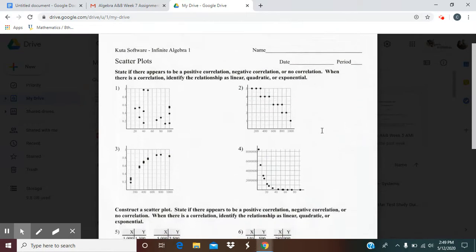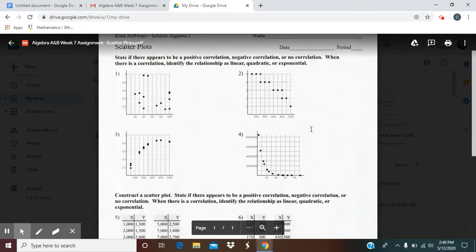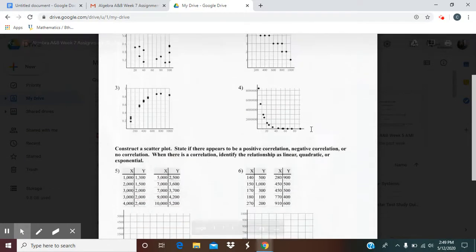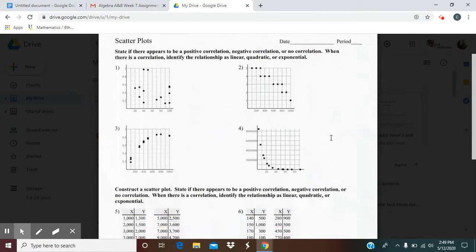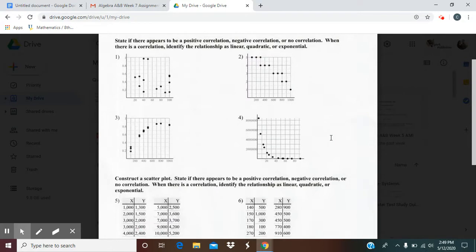So this week's assignment I sent out was on scatter plots. This was actually the last thing we were getting to before the end of when we were in class together. We were working with our statistics unit, so we're going to take a look at some information on scatter plots. For Algebra A, some of the terms I use here might be new to you, so don't freak out about that. You're going to be looking at those more next year in Algebra B.